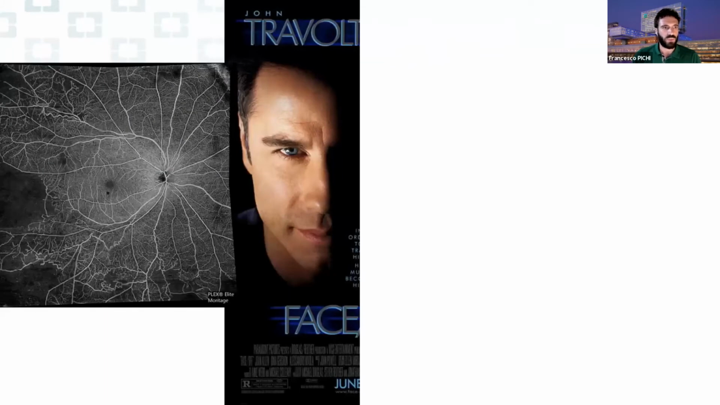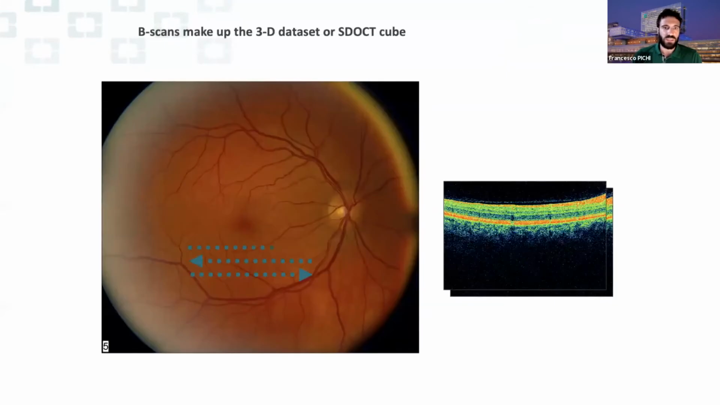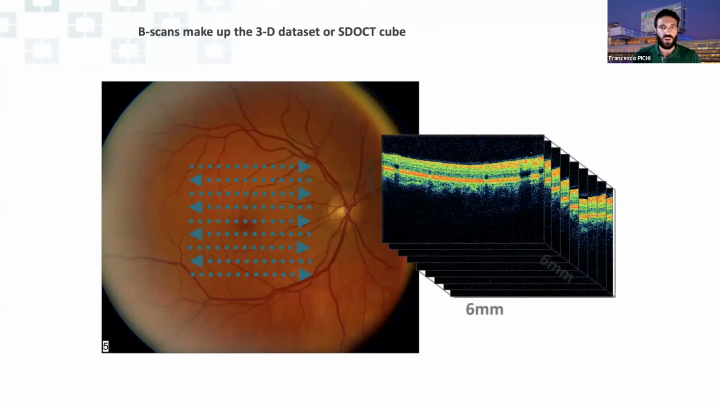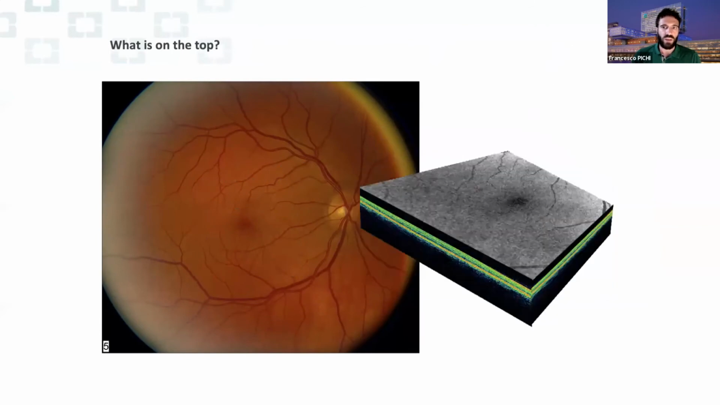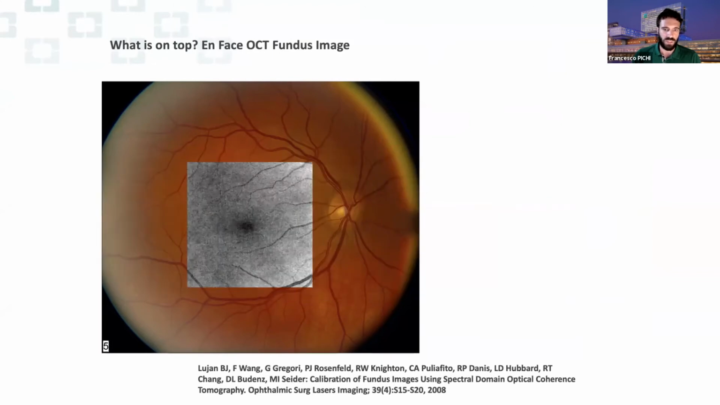So the point is, for those of you that know the movie Face Off, we were all fascinated by John Travolta, by the bad character, as we are all fascinated by OCTA. But sometimes we forgot that there's another side of the medal, which is en face OCT. And en face OCT is something that most of us have in our clinic, because when we do a raster OCT scan, you basically create a cube. And then when you have a cube, you have the ability to look at what's on top of the cube and to slice the cube at different levels and get an en face OCT.